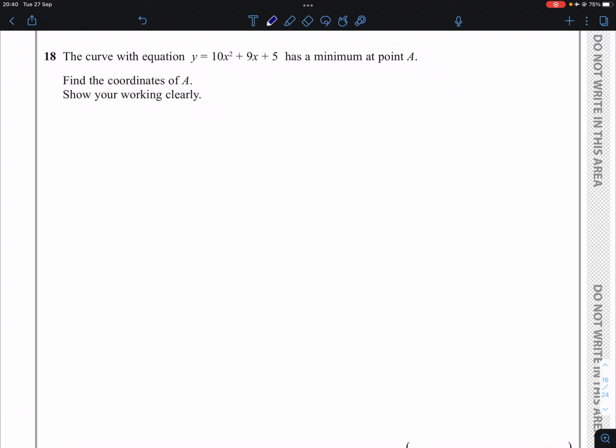Question 18, we are given a curve with equation that, and we are told that there is a minimum at point A. And the question is asking us to find the coordinates of said minimum. So, any mention of minimums or maximums to do with a curve is basically telling us that we have a turning point, and we'll know from that that our gradient is going to be 0.